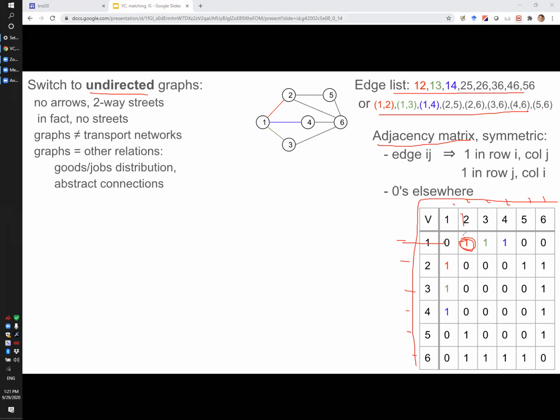So if you have a 1 in row 1 and column 2, then you also have a 1 symmetrically about the diagonal in row 2 and column 1. So as you can see, this matrix is symmetric. Whenever there is a 1 in the ith row and jth column, there is also a 1 in the jth row and ith column. So again, we will not be using it today, but just to remind you what it is and what's the difference between undirected graphs and directed.